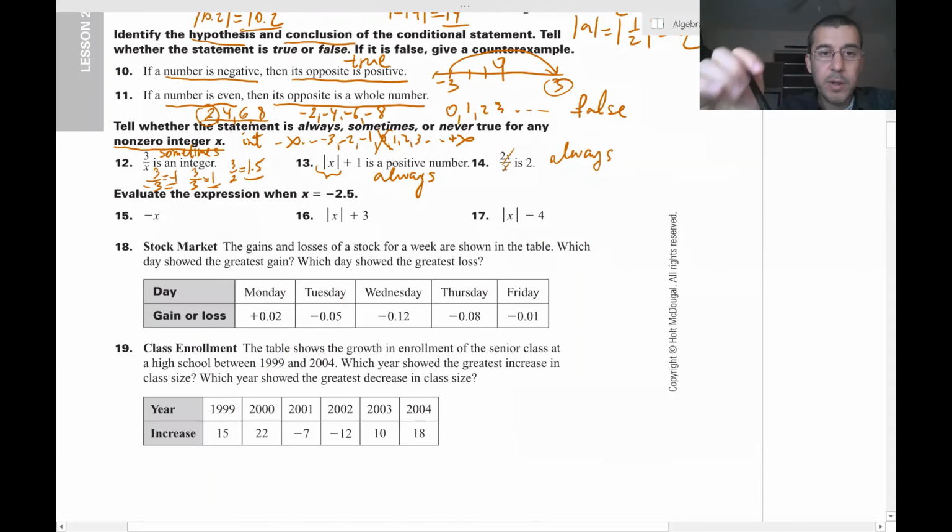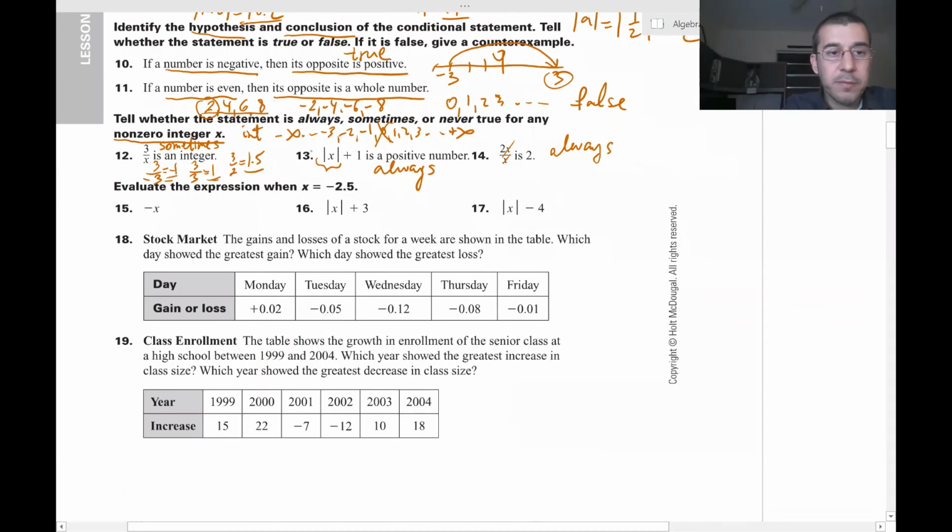Okay. Evaluate the expression when x equals -2.5. So this is minus, and then x is -2.5. So this is 2.5, because minus and minus is positive. Absolute value of negative or positive numbers is a positive number. So absolute value of -2.5 is 2.5, plus 3 is 5.5. So the answer for 15 is 2.5. The answer for 16 is 5.5.